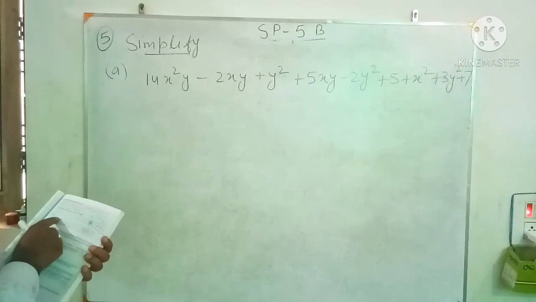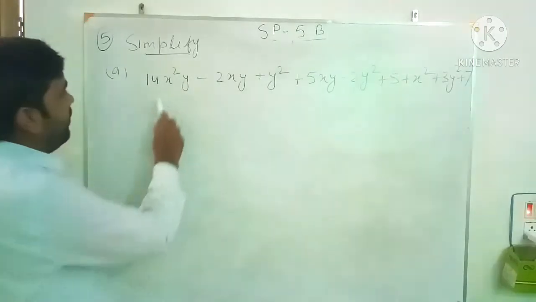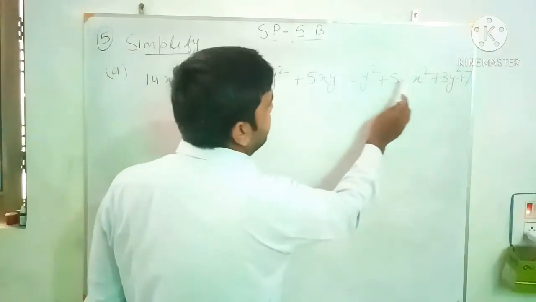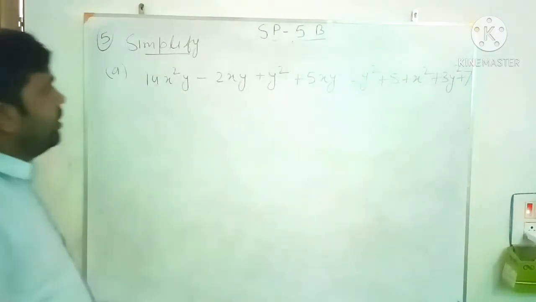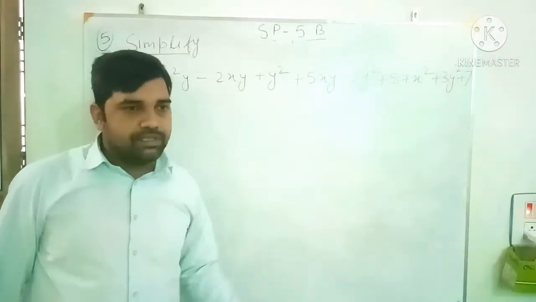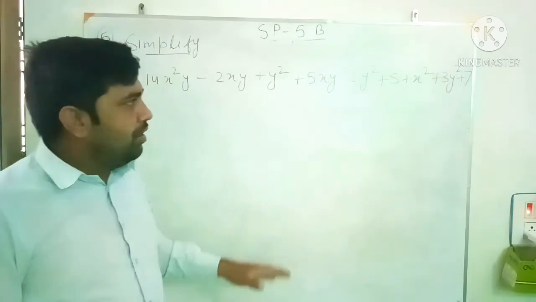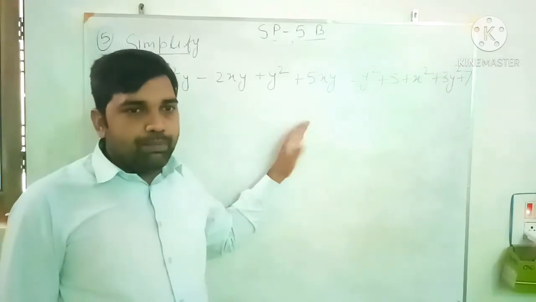1, 2, 3, 4, 5, 6, 7, 8, 9. So in this polynomial 9 terms are there. Okay. Now we have to simplify. It means we have to add or subtract the given terms. So we can do addition and subtraction only between like terms. So our first intention would be to make groups of like terms.